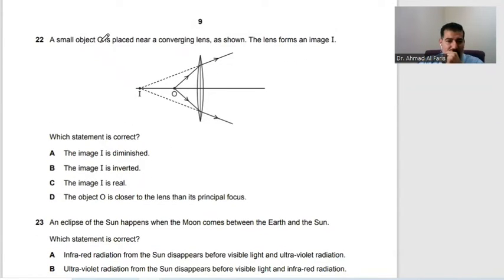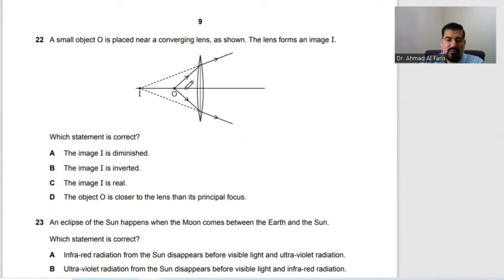Number 22. A small object O is placed near a converging lens. The lens forms an image I. You can see that the image I is behind the object. Which statement is correct? The image I is diminished. The image I is inverted. The image I is real. The object O is closer to the lens than the principal focus. What do you think?